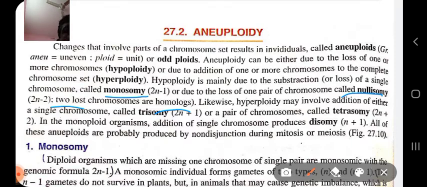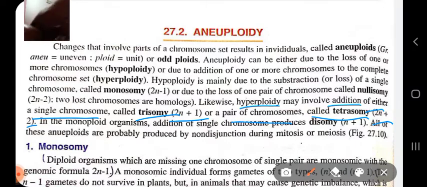Likewise, hyperploidy means addition of one or more chromosomes, right? Hyperploidy may involve addition of a single chromosome. If a single chromosome is added to the chromosome set, it is called trisomy, which is 2n plus 1, or a pair of chromosomes may be added, known as tetrasomy, 2n plus 2. So these are the concepts of aneuploidy, a change in the number of chromosomes, either subtraction or addition of chromosomes within the chromosome sets.